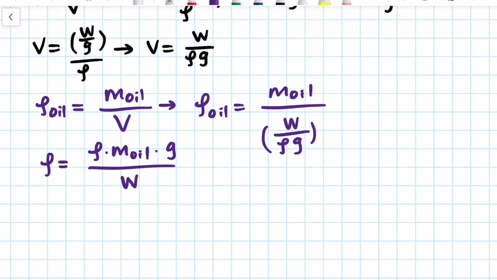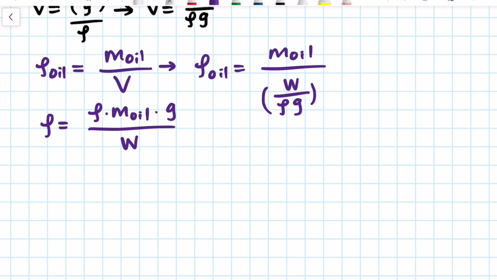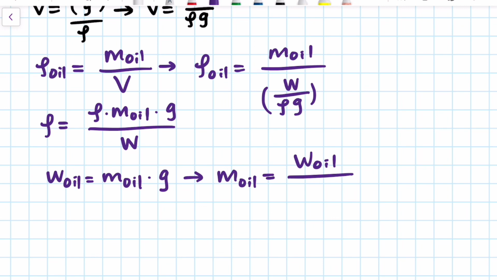So how can we find the mass of the oil? Well, in this case, it's the displaced oil. What we know is that the weight of the displaced oil is equal to the mass of the oil times g. If we solve for the mass of the oil, we'll get that the mass of the oil is equal to the weight of the oil, which we have, divided by the acceleration of gravity.